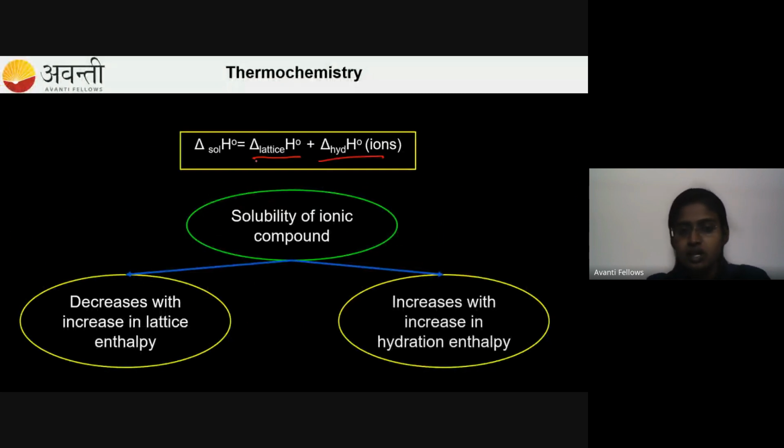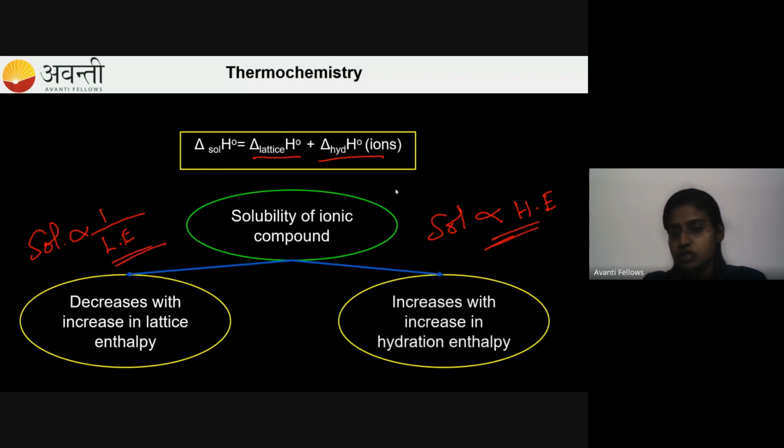And for the solubility of an ionic compound like NaCl or some other ionic compound, if we want to find out the solubility, we can use lattice energy and hydration energy values. So if lattice energy increases, solubility decreases. So solubility is inversely proportional to lattice energy. And solubility increases with increase in hydration enthalpy. So solubility is directly proportional to hydration enthalpy. So here it is inversely proportional and here it is directly proportional. This is what you have to keep in mind.